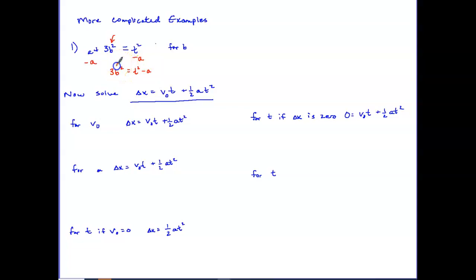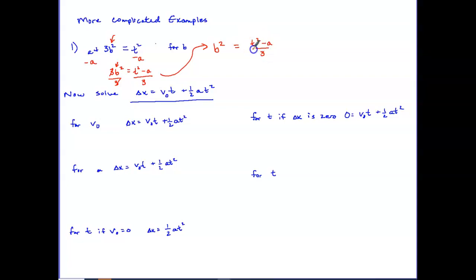Okay, so now I'm still trying to solve for b. Do you see that multiplication? The 3b, so we need to get rid of the 3. How do you do it? You divide both sides by 3. Both sides, every single term on both sides. So that's going to leave us with, okay, the 3's will cancel, b squared on the left-hand side equals t squared minus a over 3.